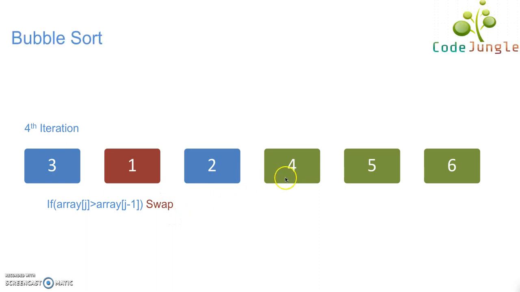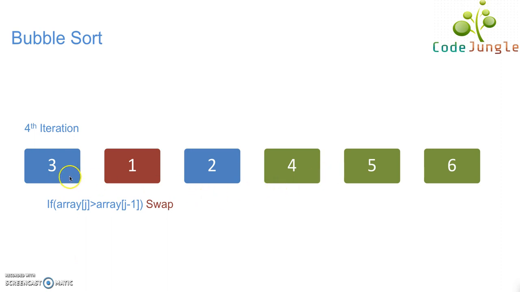And with this we complete our third iteration. And again at the end of the third iteration, if you notice, the third largest element gets to sit at the third last position of the array. Now let's move to the fourth iteration.